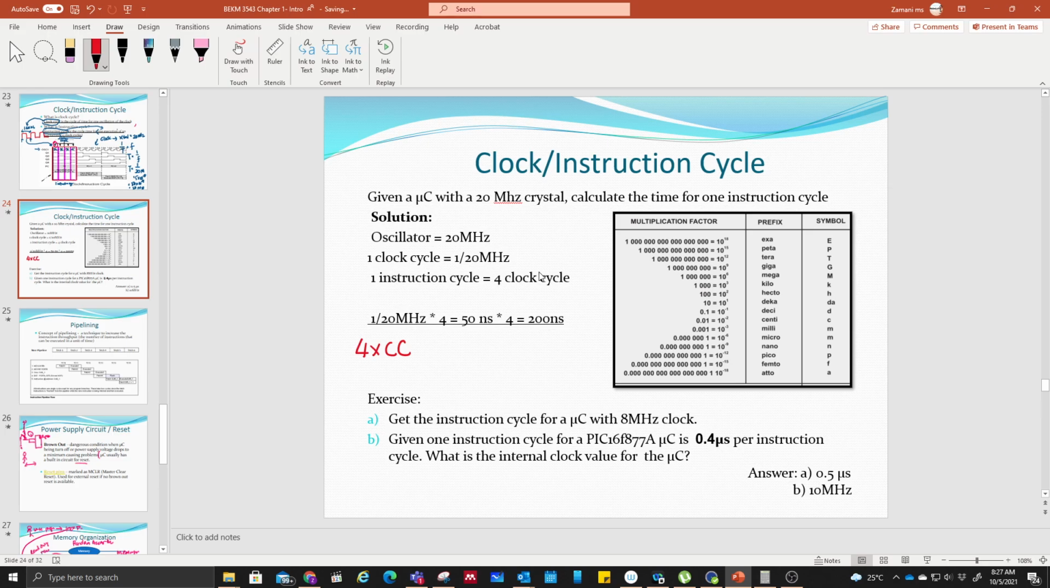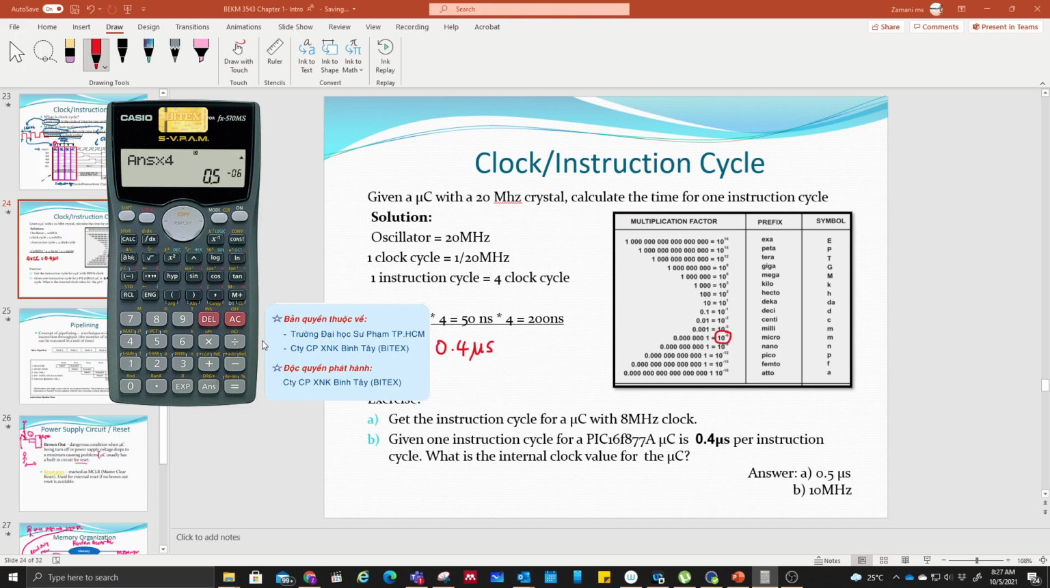This is the clock cycle, right? It is equivalent to 0.4 microseconds. Alright, 0.4 microseconds means 0.4 times 10 to the negative 6. So microseconds is over here, this is the 1 microsecond. If I'm not mistaken, you can use shift 0.4 shift micro. So this is okay.